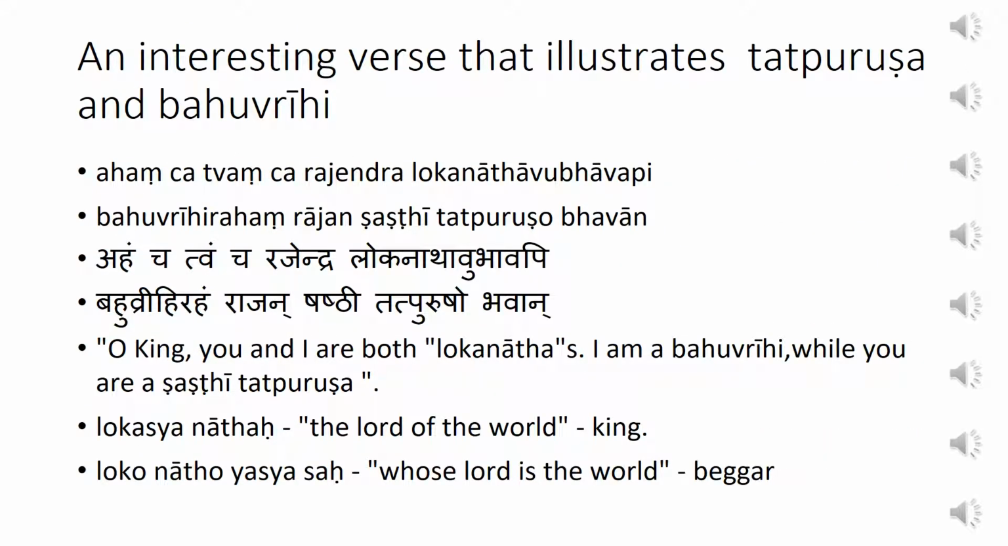An interesting example of a verse that contrasts the use of the same word as a tatpurusa and as a bahuvrihi is given here. A beggar goes to the king and says, Aham cha tvam cha rajendra lokanatha vubhavapi bahuvrihiraham rajan shashti tatpurusho bhavan. It means, O king, you and I are both lokanathas. I am a bahuvrihi while you are a shashti tatpurusha. When lokanatha is analyzed as lokasya natha, the lord of the world, it means king. When it is analyzed as loko natho yasya sa, whose lord is the world, it means beggar.